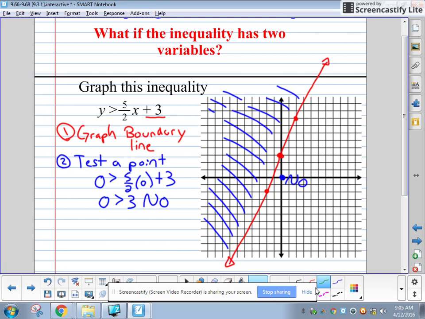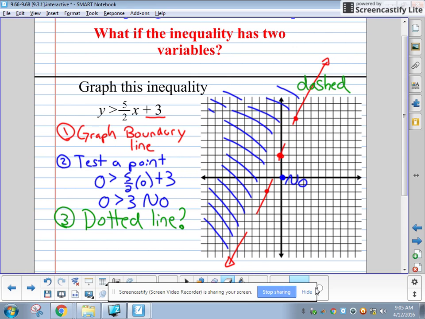And then your last decision you need to make is whether you need a dotted line, and you make that decision on whether the points on the line are actually solutions to your inequality. The points are an equals to. This inequality doesn't have an equals to solution, so this line needs to be dashed because you do not want to include the points in the line. You can either make it dashed, or you could actually go through and make little erasers in this line if you wanted to, but just writing the word dashed is fine.